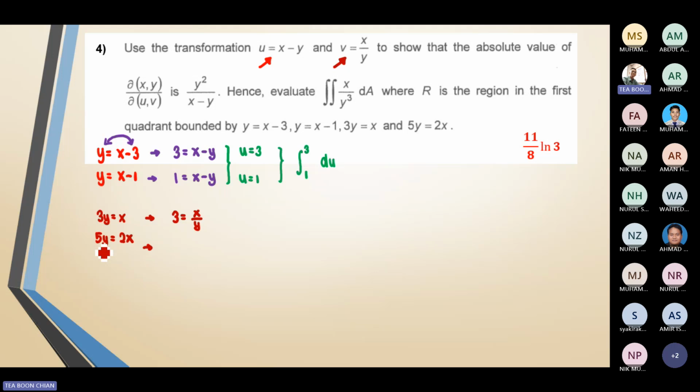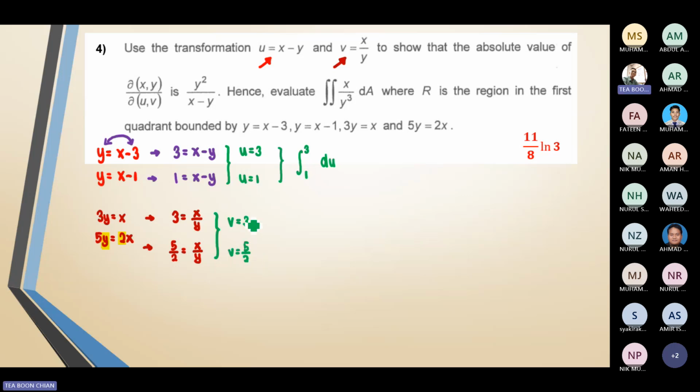Similarly, 5y equals 2x. So here, y and 2 just simply swap across the position. We have 5 over 2 equals x over y. So now x over y is represented by the transformation of v. So v equals 3, v equals 5 over 2.